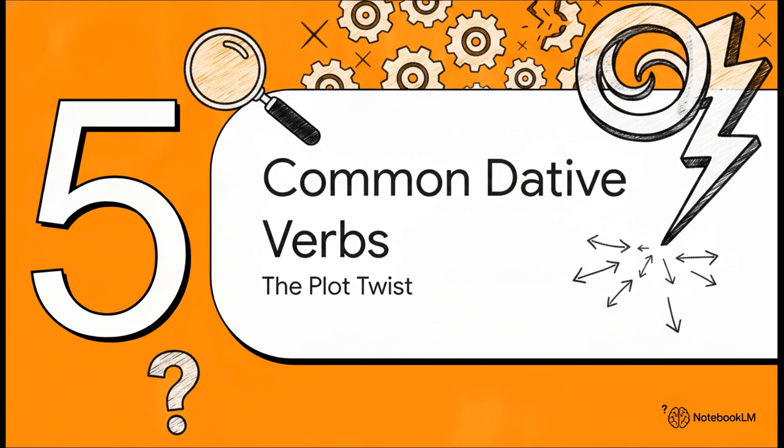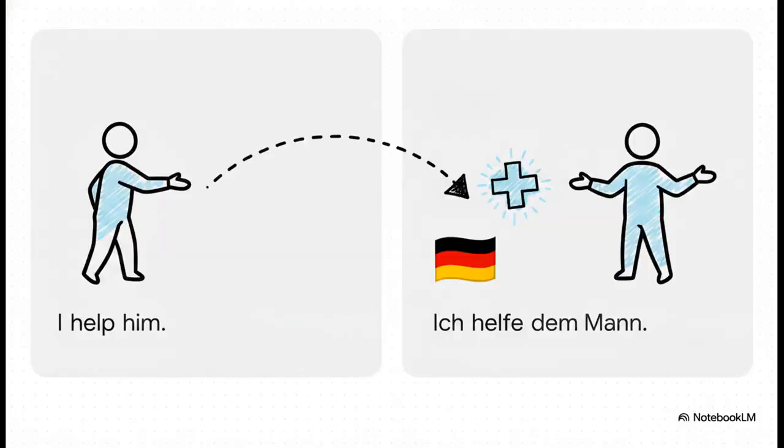Section 5, mastering common dative verbs. This is the plot twist. Think about the English sentence, I help him. In English, him is just a standard direct object, but the German translation is Ich helfe dem Mann. Dem Mann is actually in the dative case. Why?